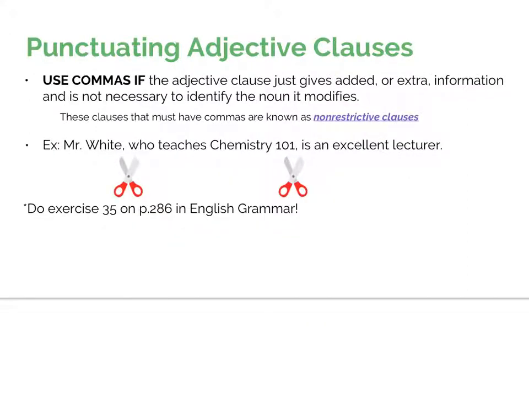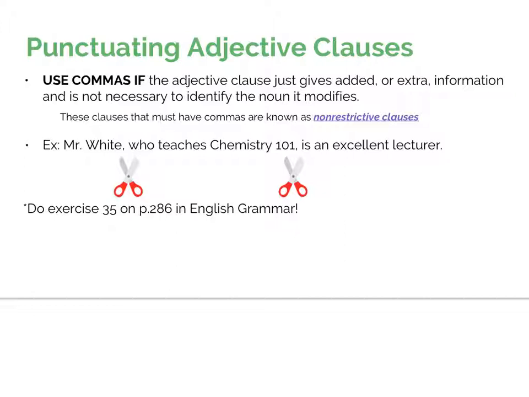The second type of adjective clause is not necessary in a sentence. These adjective clauses actually provide extra information about the noun they are modifying, but the information isn't necessary. These are called non-restrictive clauses, and they require commas to identify the extra unneeded information. Look at the following example. Mr. White, who teaches Chemistry 101, is an excellent lecturer.